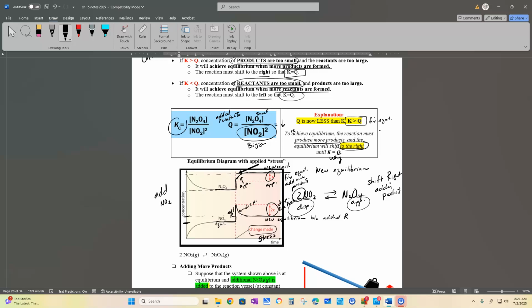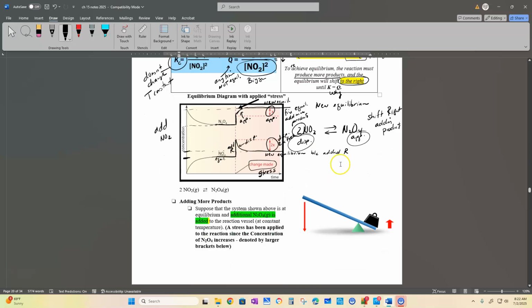But remember, this Kc value does not change because temperature stayed constant. It's this guy that you're solving for, because remember, Q is at any point in time, but not equilibrium. And by adding that reactant, I'm not at equilibrium no more because I disturbed it, okay?